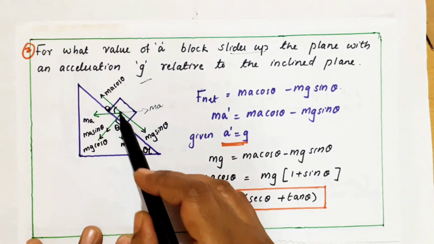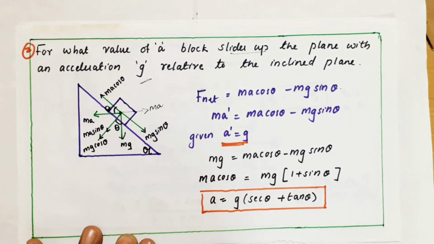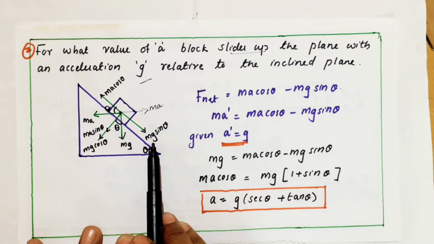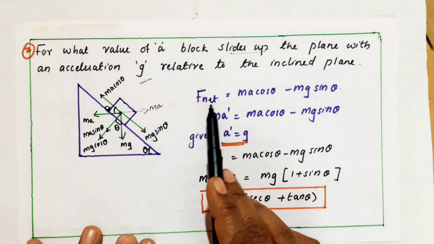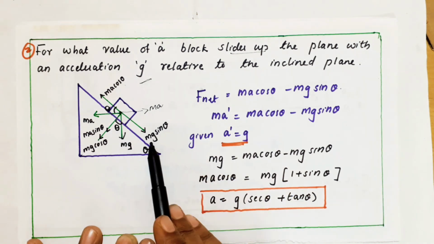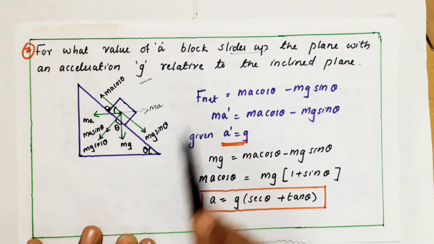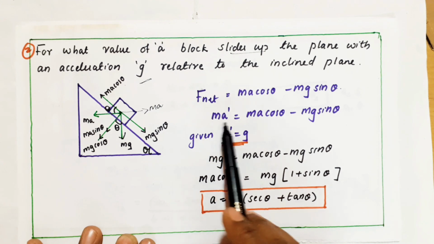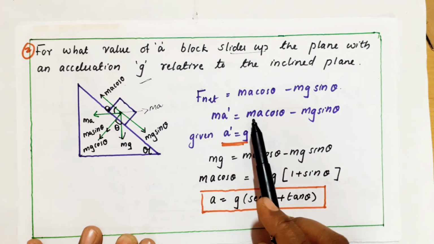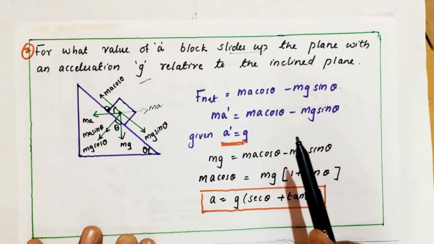So ma resolves into two components, ma cos theta and ma sin theta. Next is simple. What is the net force? Net force we can write as ma cos theta minus mg sin theta. Net acceleration we are taking as ma dash. Ma dash is ma cos theta minus mg sin theta.